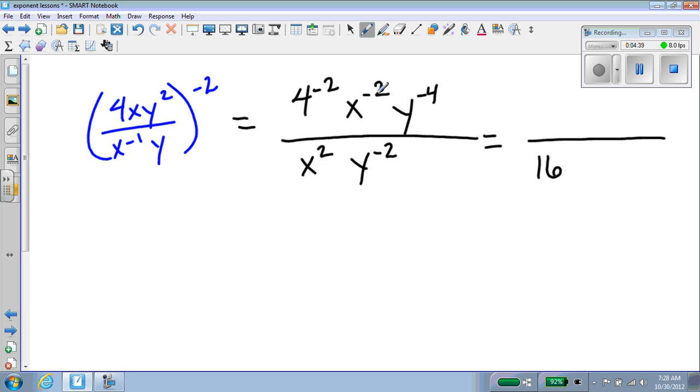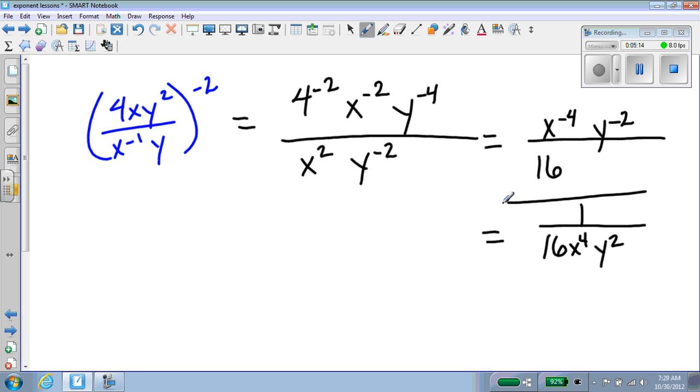X to the negative 2nd, x to the 2nd. So x to the negative 2 minus 2 would be x to the negative 4th. Y to the negative 4th minus negative 2. So negative 4 minus negative 2 would be y to the negative 2nd. That means 16 stays here, x to the fourth is here, y to the second is here, and my numerator was empty, so I filled it with a 1.